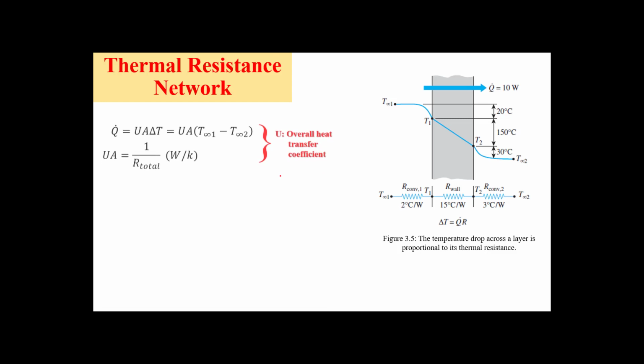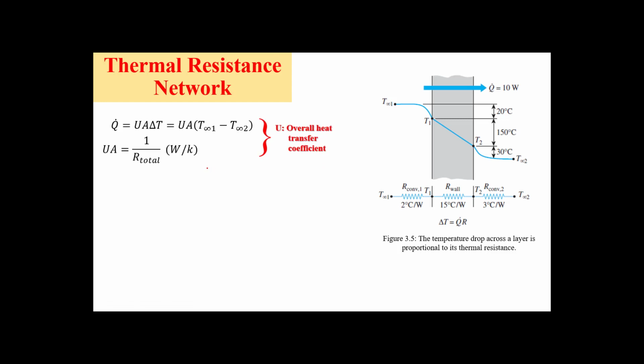Now, another terminology which is very important to know is the U. U, its name is overall heat transfer coefficient. Overall heat transfer coefficient, which is equal to, so Q total or Q dot passing through the three resistors. This is the Q.